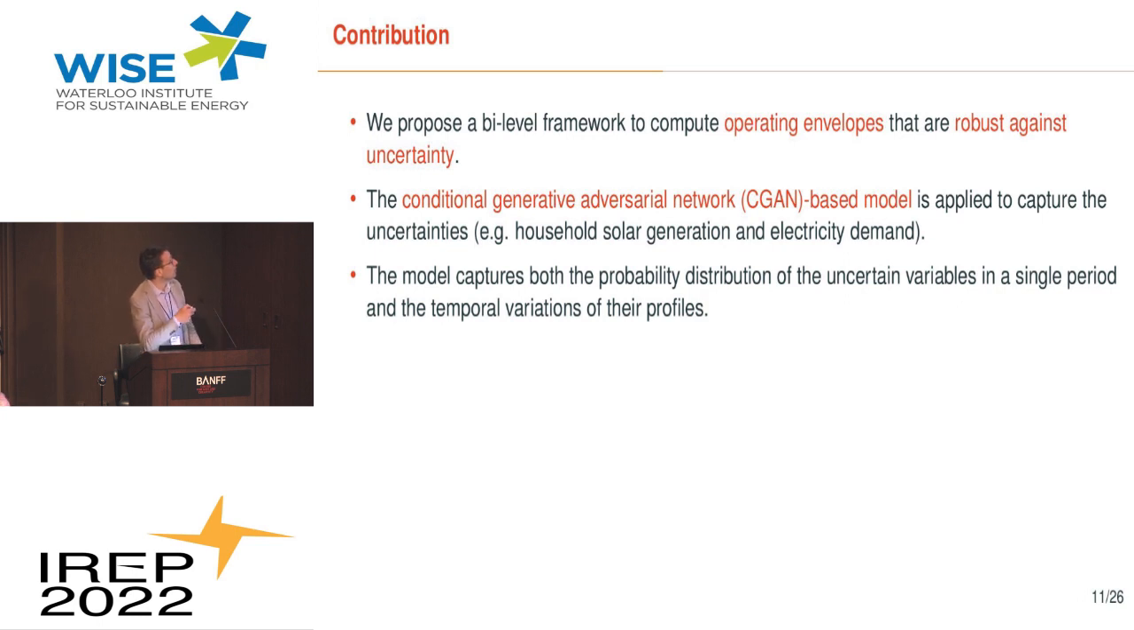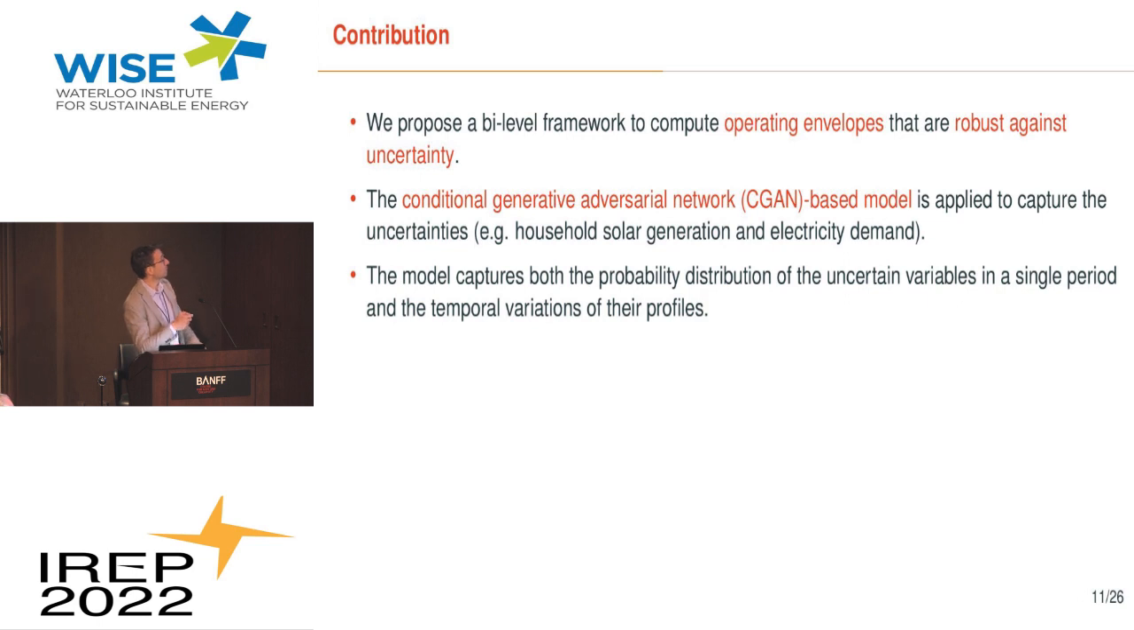And specifically, we use conditional generative adversarial networks, again, assuming that the DSO has access to historical smart meter data and PV generation data, and real-time data only for the previous day, right? So it doesn't have this information in real time. So what we want to do is generate a probabilistic forecast that the DSO then uses in the calculation of operating envelopes.